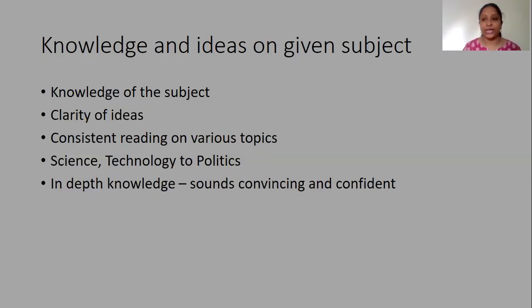You also need to read. Reading should be your regular habit. On a daily basis, you need to read something or the other. Read the newspaper, the editorials, and the sections which interest you a lot. And you also have to have a grip on topics from science and technology to politics and other areas of life. And you need to possess an in-depth knowledge of the subject.